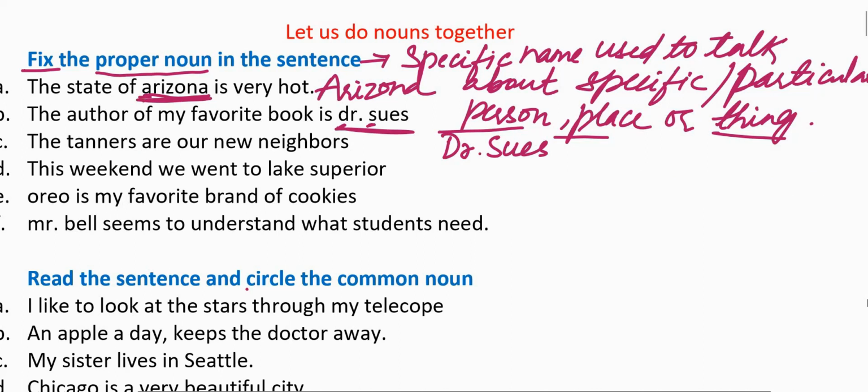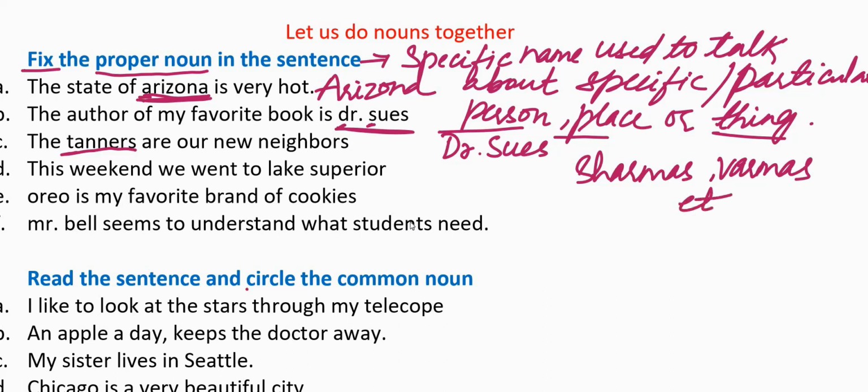Coming to the third sentence, the Tanners are our new neighbors. The proper noun here is Tanners because this is a family name, a specific family called Tanners. Like in India, we have a family name such as Sharmas, Varmas, etc. So these names are used to refer to that particular family. Similarly, Tanners is referring to the Tanners family. Hence, it is a proper noun.